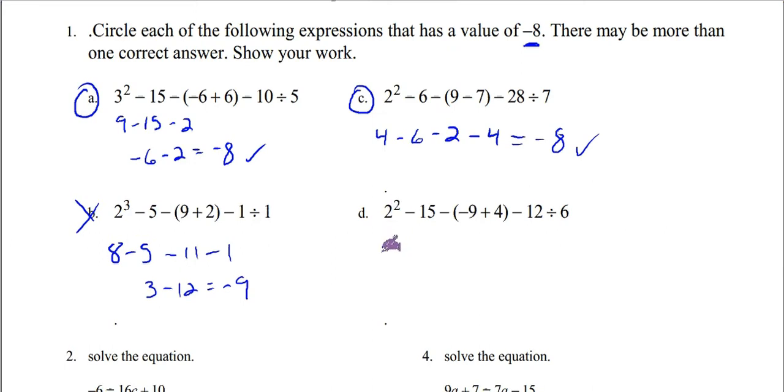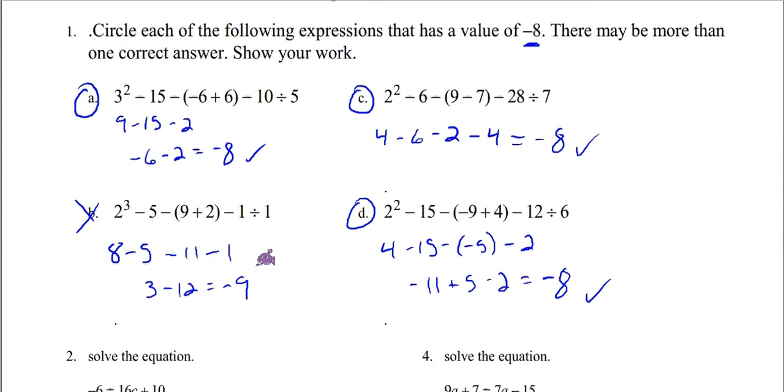2 squared is 4, minus 15, minus what we find in the parentheses, which is negative 5. Negative 12 divided by 6 is negative 2. 4 minus 15 is negative 11. Minus a negative 5, that's plus 5. Minus 2. Negative 11 plus 5 is going to be negative 6. Minus 2 is negative 8. So that one also worked.